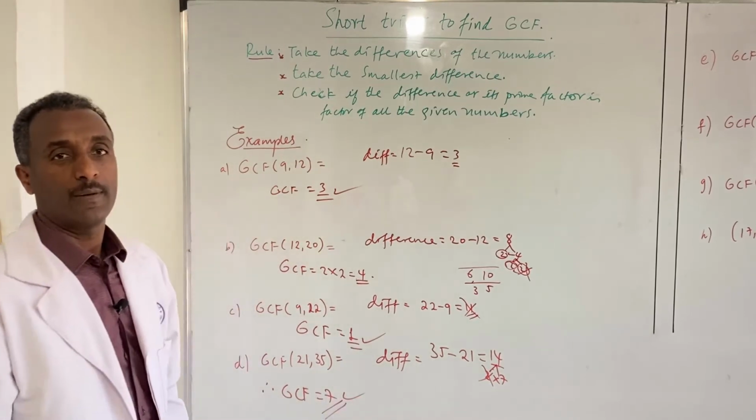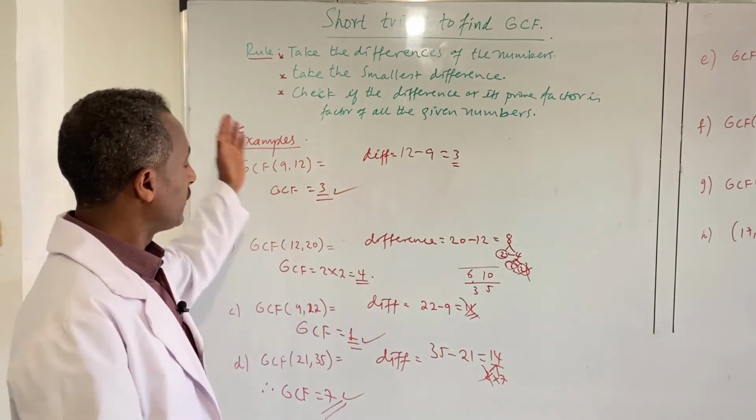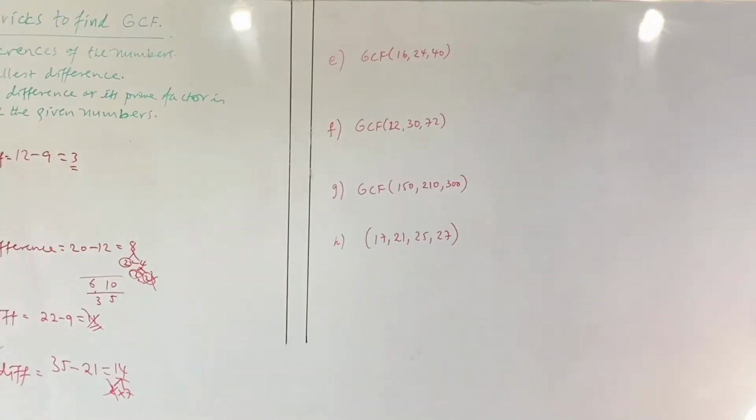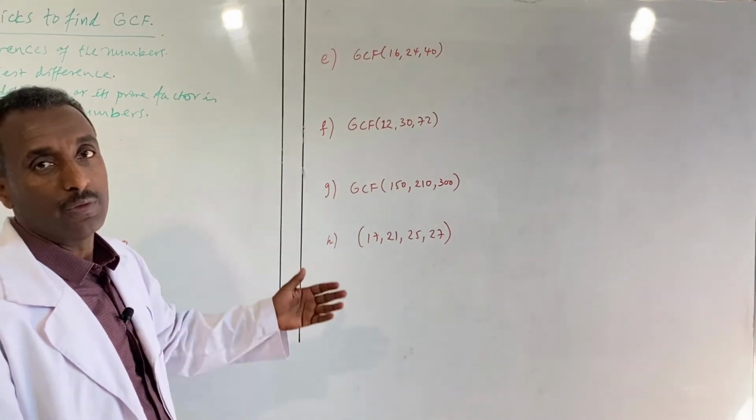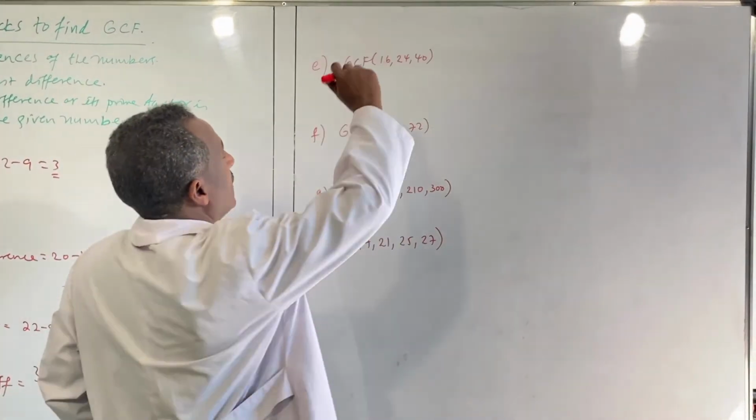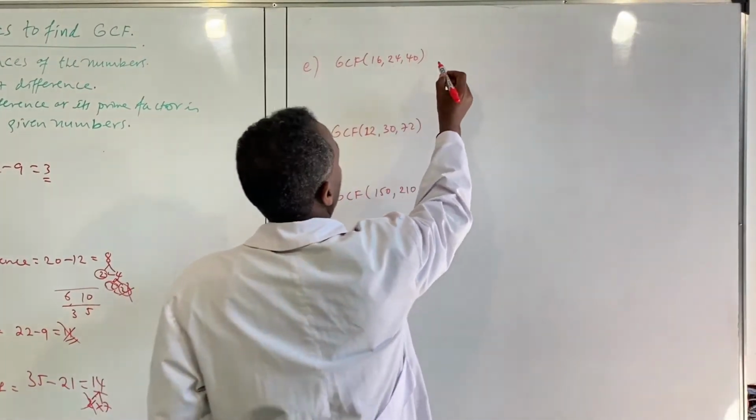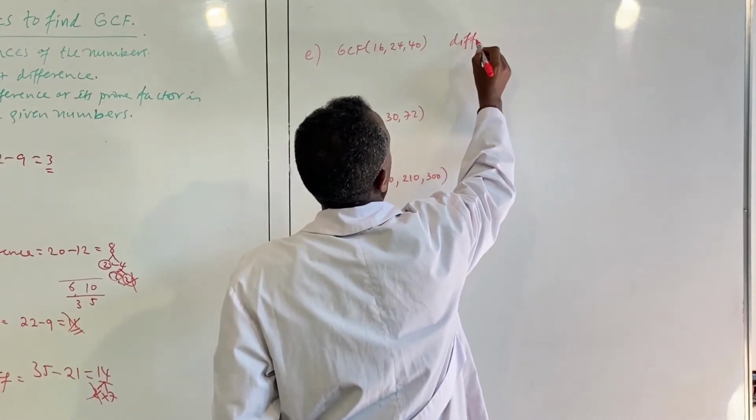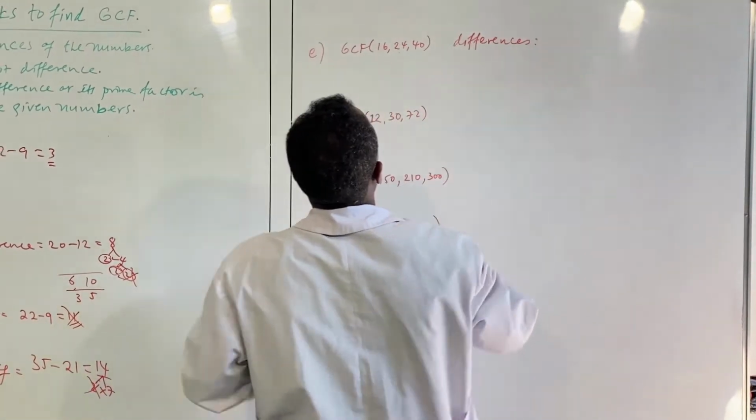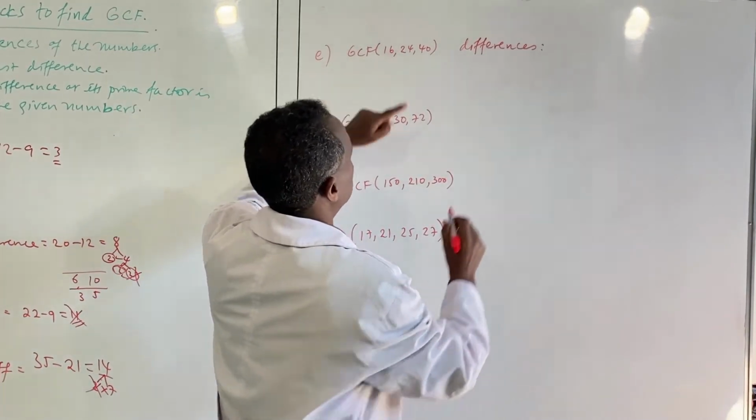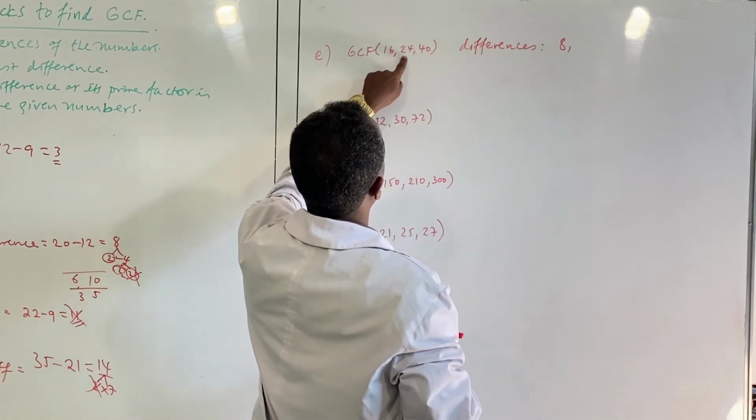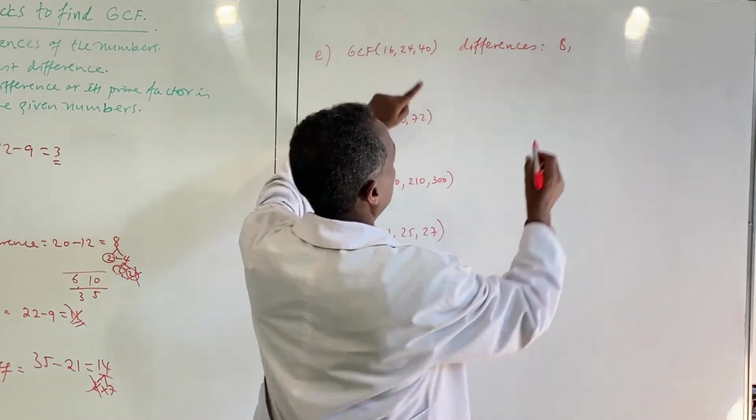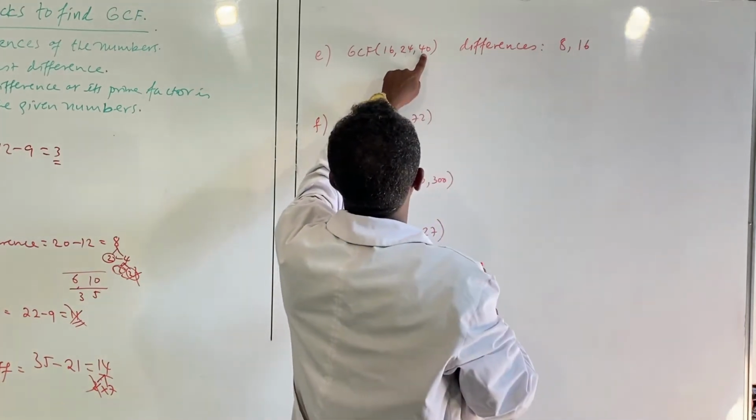Very simple. We're not supposed to list the factors of each number here. Where the numbers are more than 2, we will have more than 2 differences. Let us see the differences between 16, 24 and 40. 24 minus 16 is 8. 40 minus 24 is 16. And 40 minus 16 is 24.